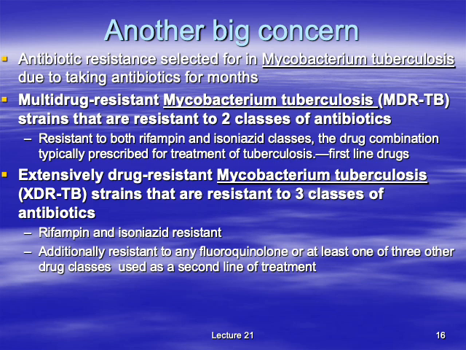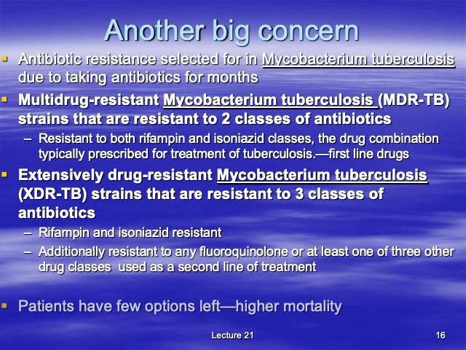These are strains that are resistant to at least 3 classes of antibiotics. So those 3 classes are isoniazid and rifampin, and now these guys have a third class that they're resistant to. Usually, but not only, fluoroquinolones, because those are usually used on strains of Mycobacterium tuberculosis as a second line. So now there are strains out there that are resistant to these 3 classes.